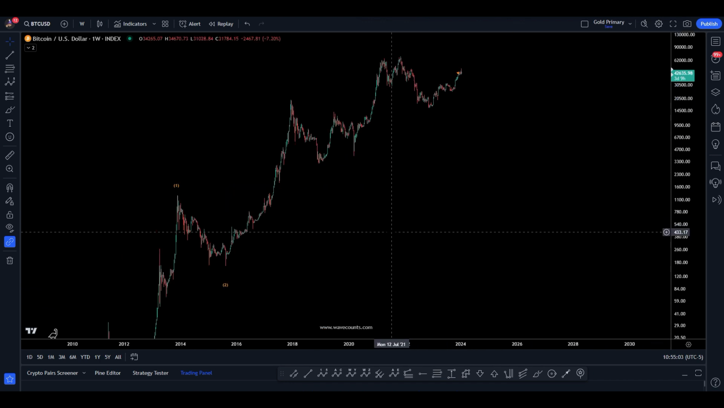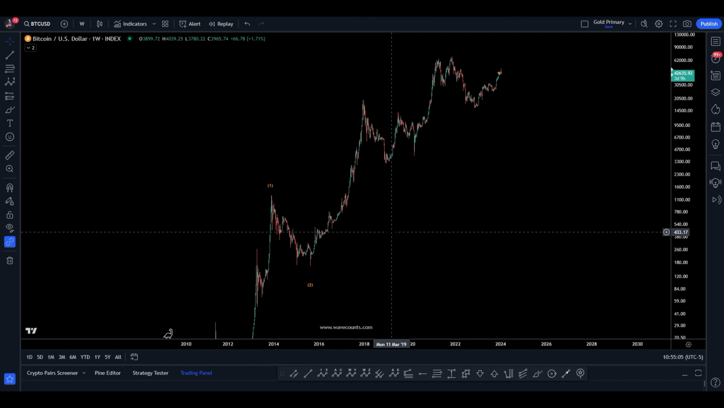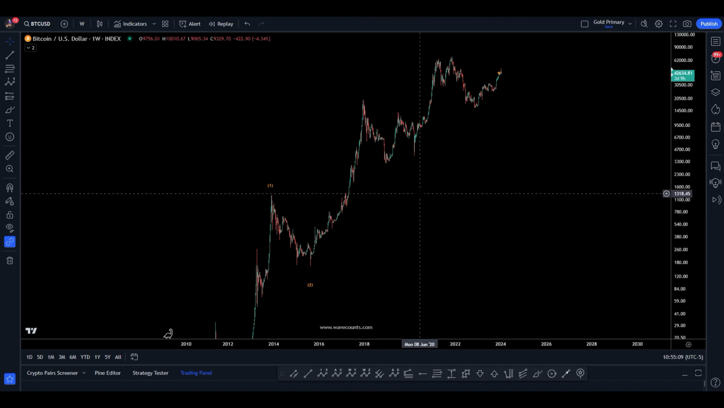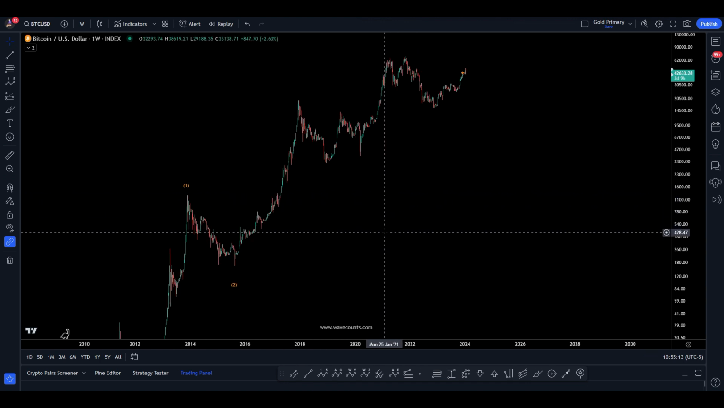We need some fear in this market. We haven't seen it yet. We need capitulation. We need people selling like you've never seen, getting rid of all the Bitcoins, it's going to zero. Because until then, who's going to buy it?